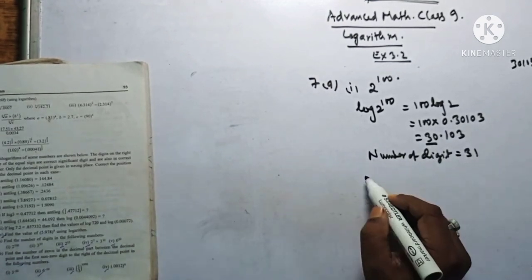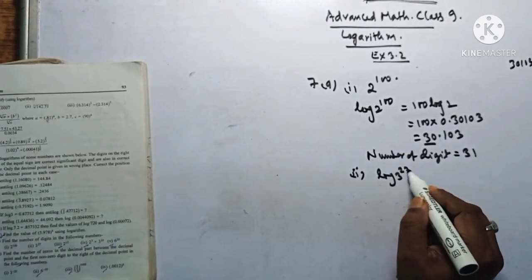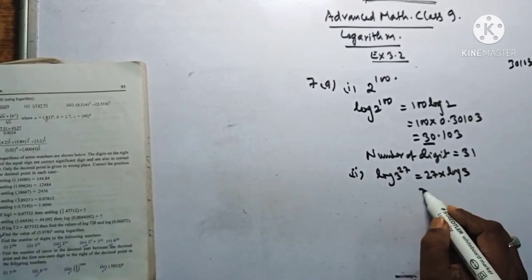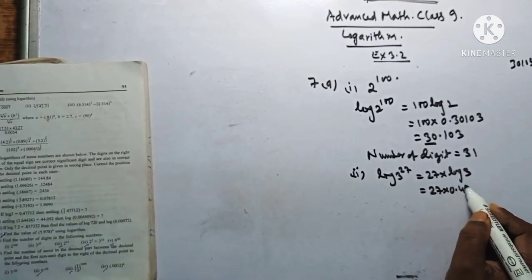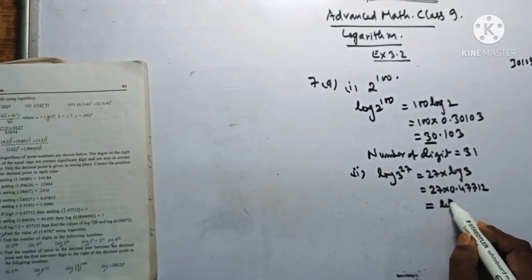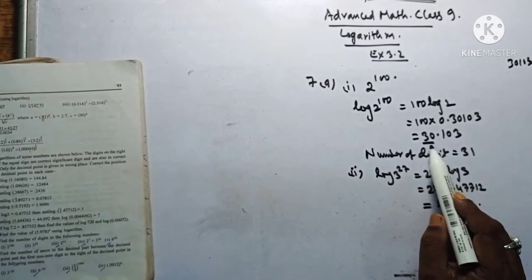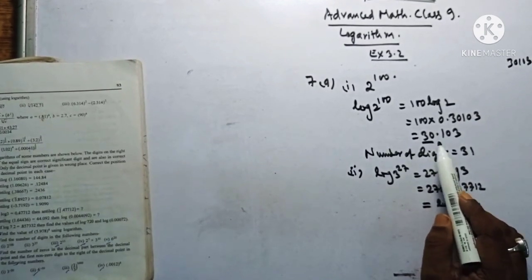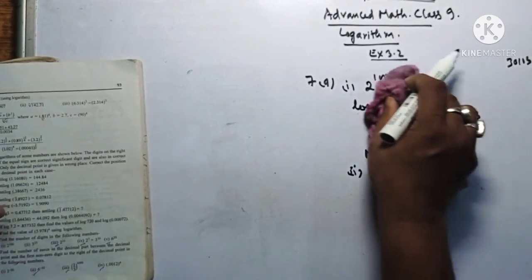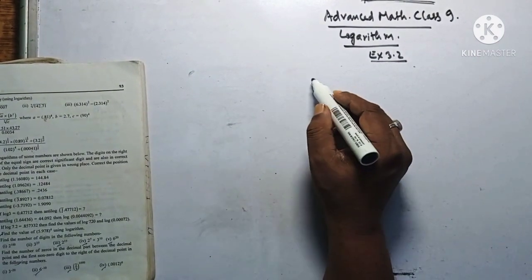So again, the second question, log 3 to the power of 27 is equal to 27 into log 3, which will come out to 27 into 0.47712. This is left for you to calculate. And whatever characteristic you get, you add 1 to it, and the rest you can do yourself. So now I am going to question number 7b.